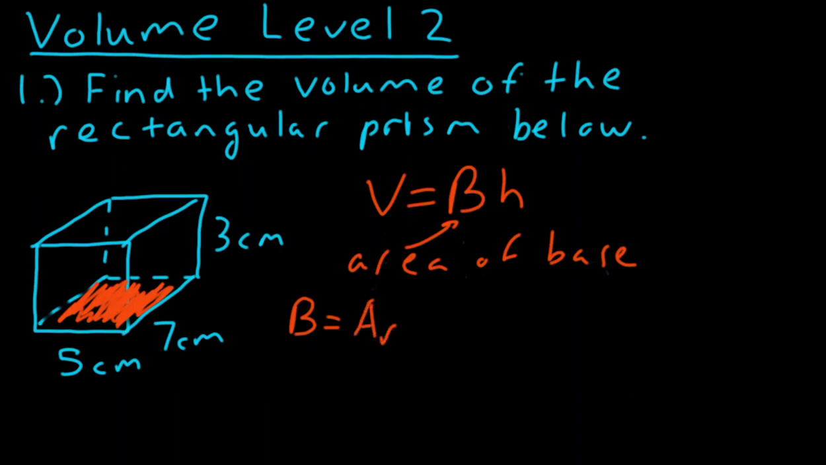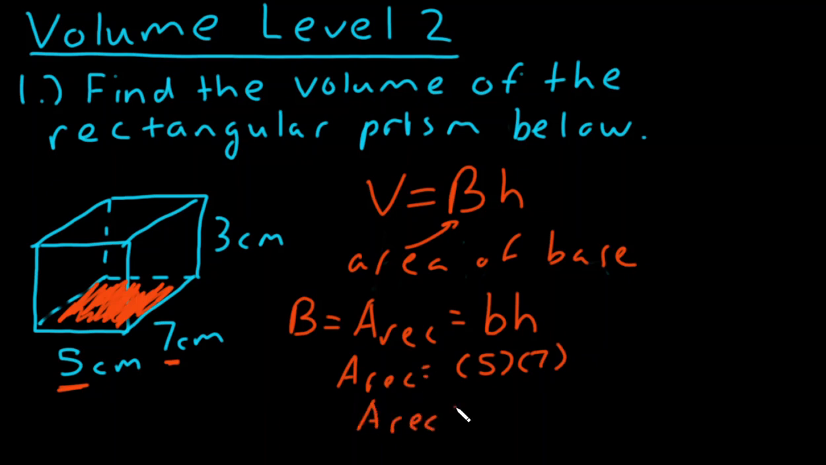So I'm going to write area of a rectangle is equal to, and you can check on your formula sheet, the base times the height, or the length times the width. Either one is fine. In this case, we have a base of 5 and a height of 7, so the area of our rectangle is 5 times 7, which is 35. And let's write down the unit. That would be 35 centimeters squared.